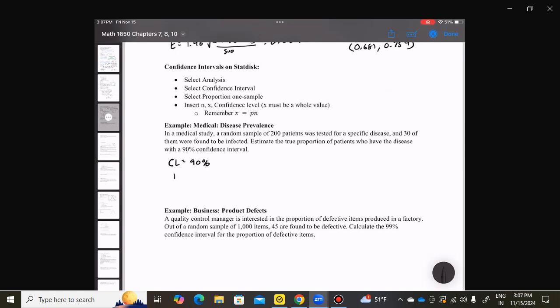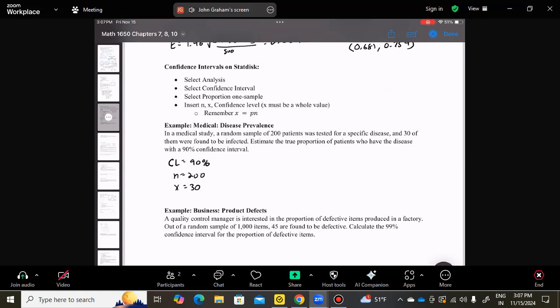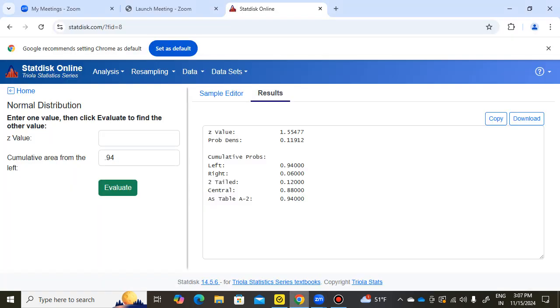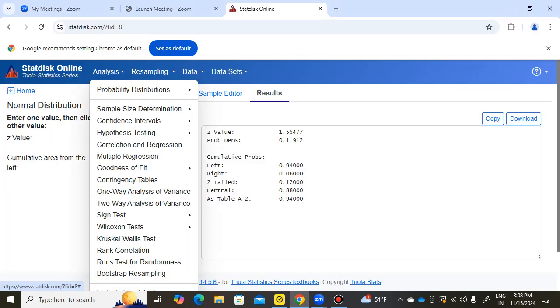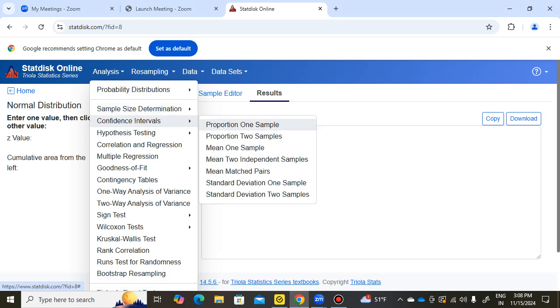Your N is 200. 200 patients were tested. Your X is 30. Right. So now we'll go into StatDisk for the confidence interval. Now look here, you have to select analysis, select confidence interval, select proportion 1 sample.